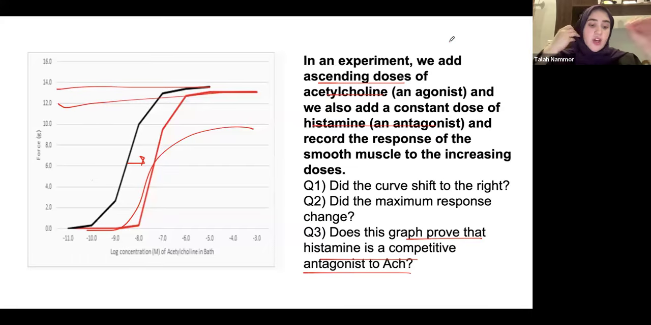Now, competitive means it works on the same site as the main drug. So acetylcholine and histamine act on the same site, so they're competing over the same place. But atropine is not a competitive antagonist, but rather a non-competitive one. So it does not care. It's not going to fight over the place because it has its own place. But it's just going to antagonize it, and the maximal response will decrease. Why? Because it's not fighting over the spot. It's like, I have my own spot, and I'm just going to decrease your action. Lol. Do you get the idea?